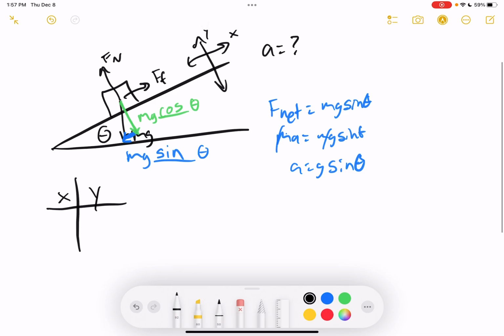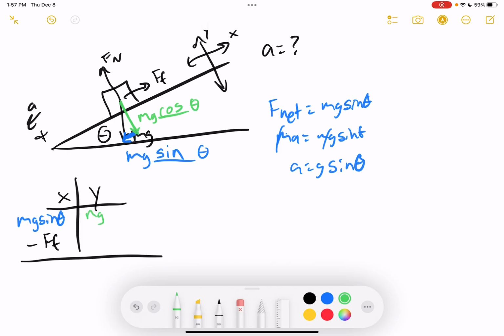In my x direction, it's going to look pretty similar. I still have this mg sine theta, but now I also have this minus ff. Remember, that should be negative because my acceleration is in this direction. The direction of acceleration is the direction I want to set as positive. Then in my y direction, I still have this mg cosine theta, but I also have an Fn. These also need to be in opposite directions, so I'll make my mg cosine theta negative.